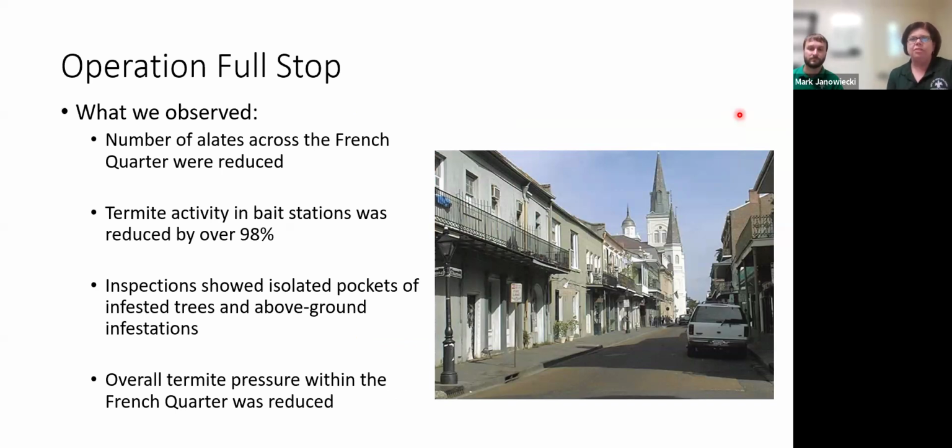So what we observed during Operation Full Stop was, first off, the number of alates throughout the French Quarter were drastically reduced. So they were reduced by at least 50%. Termite activity in the bait stations was also reduced by over 98%. However, building inspections did show isolated pockets of infested trees and some above ground infestations. But really, the overall termite pressure within the French Quarter was greatly reduced. And I think it really shows what kind of work it takes to really do an area-wide treatment like that.